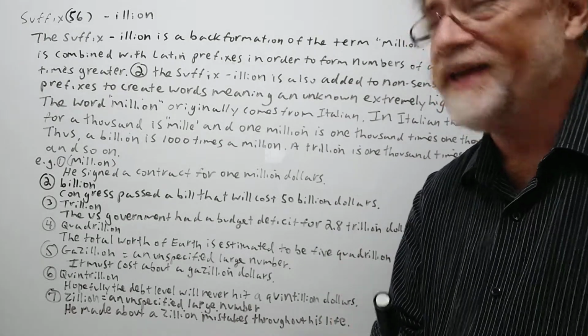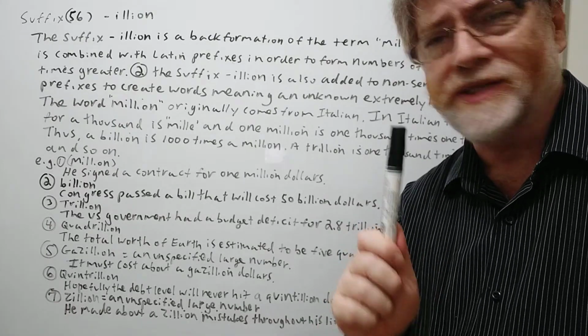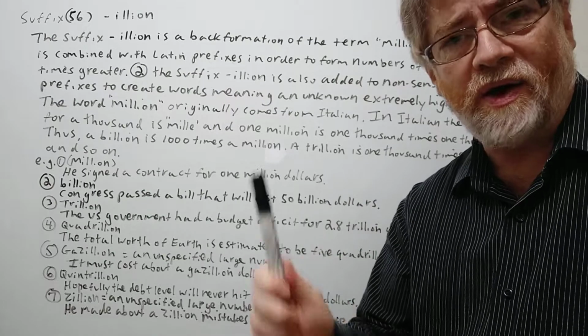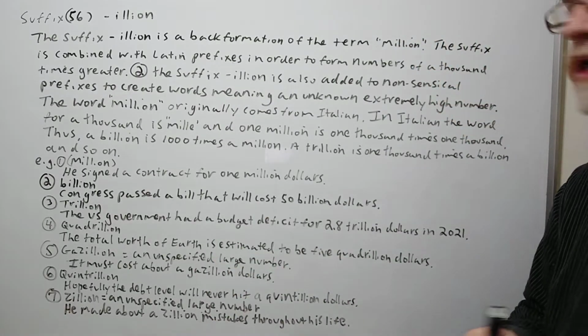The suffix today is illion, as a word ending. Illion as a word ending. Okay, somebody wants a screenshot, do it right now. Let's get right to it.